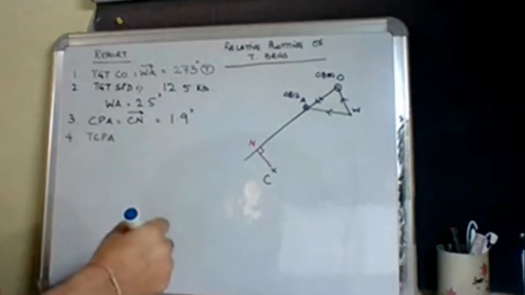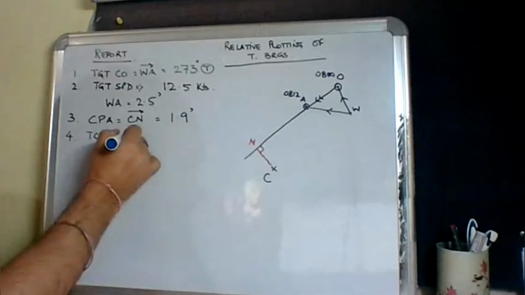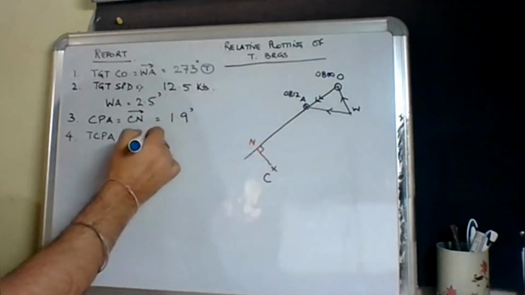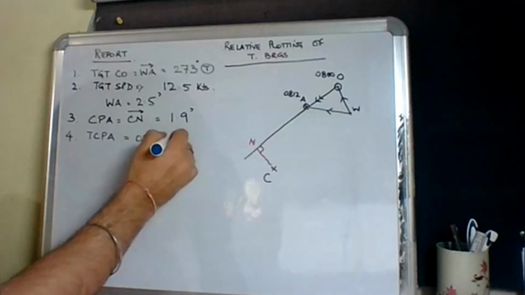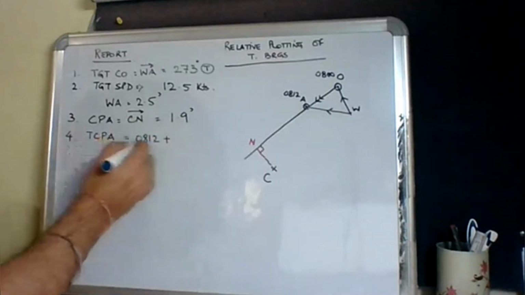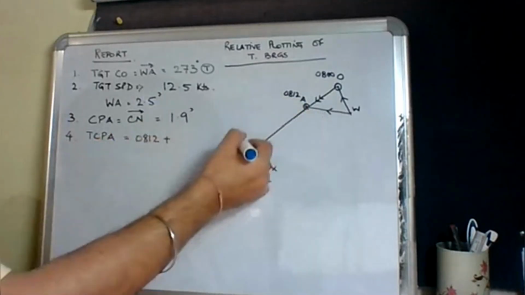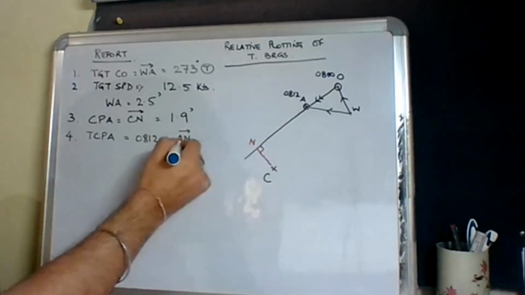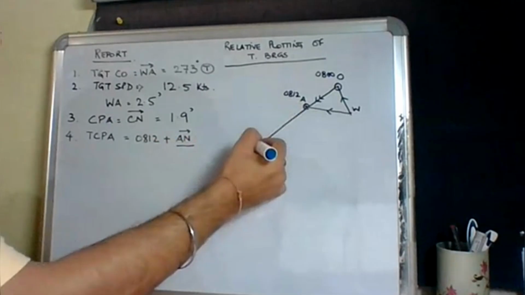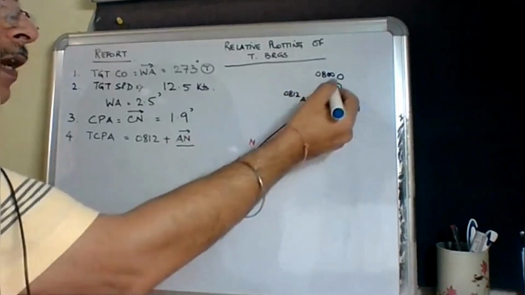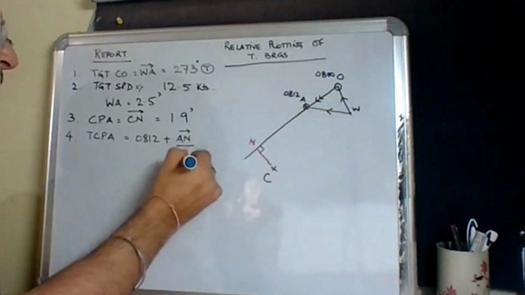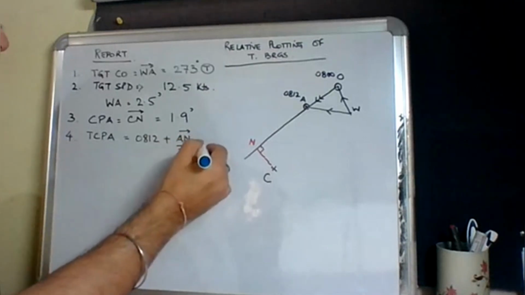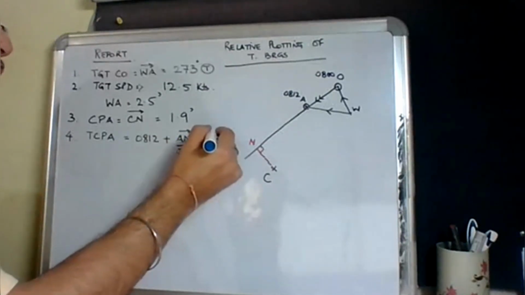Next is TCPA. TCPA is the last reported position 0812 plus distance to go, that is AN, divided by distance relatively traveled, OA, into common interval, that is 12 minutes.